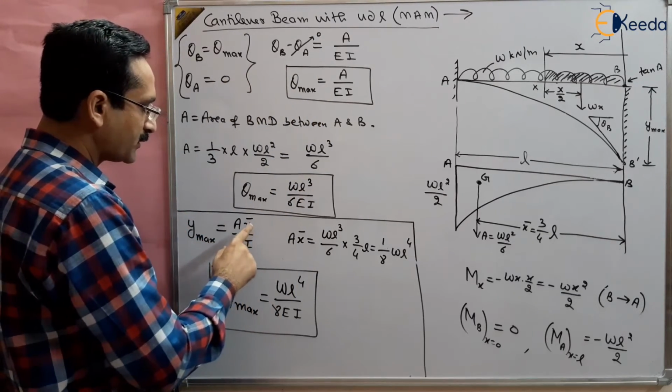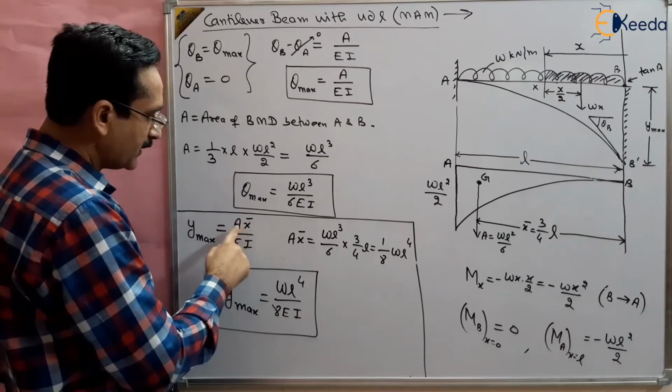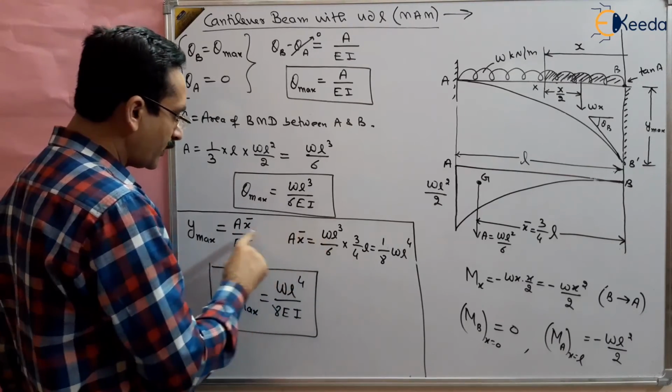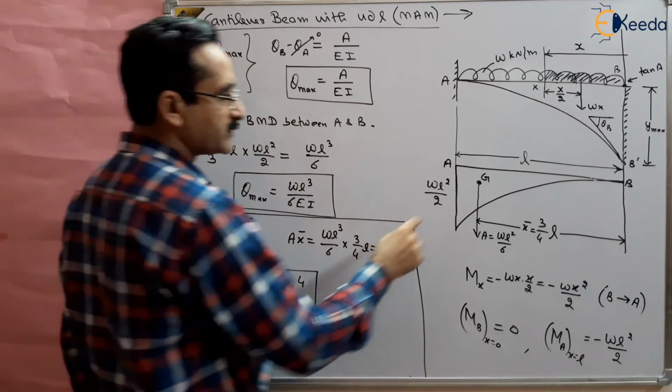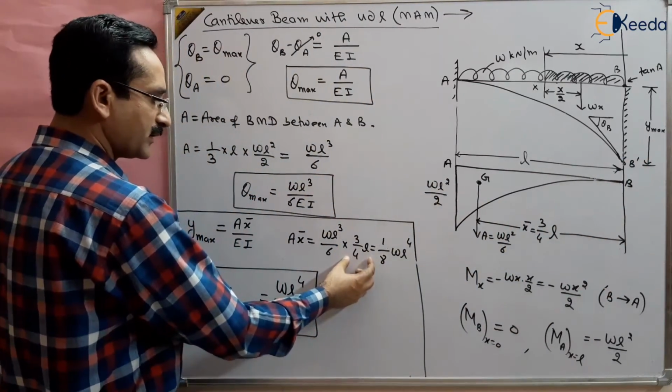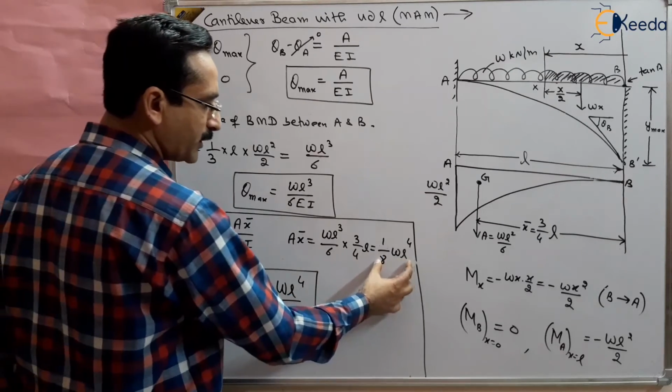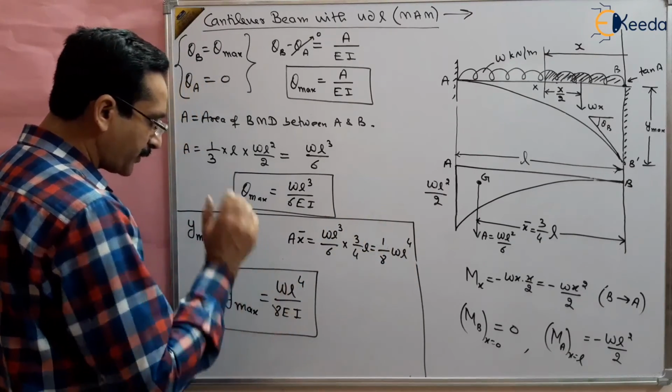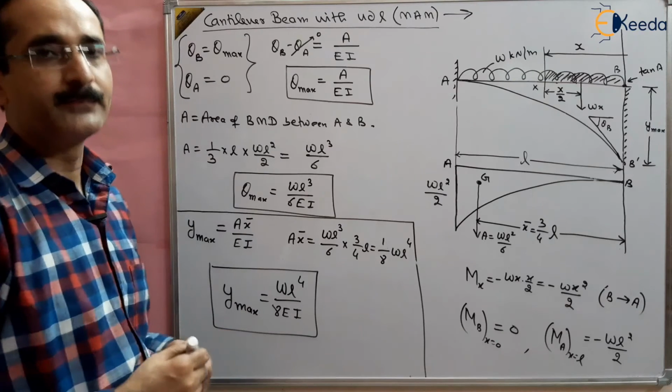And Y max will be obtained by taking the moment of area. The area is already obtained, and for the moment of area we have to take the centroid. The centroid is lying at 3/4 L from the vertex. So taking x bar as 3/4 L, we obtained 1/8 WL to the power 4. So Y max will be equal to WL to the power 4 by 8 EI.